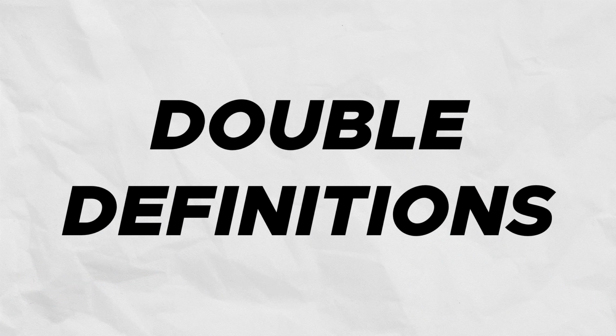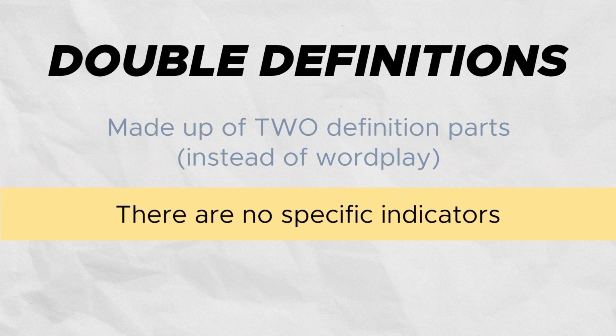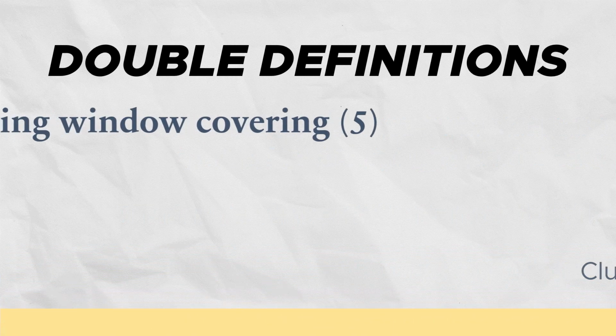Double definitions. Now, these clues are pretty fun and super satisfying when you get them. Rather than having a definition part and a wordplay part, these are instead made of 2 definitions. There aren't necessarily any specific indicators for this clue type, but they do tend to be shorter. Let's go through a couple examples.